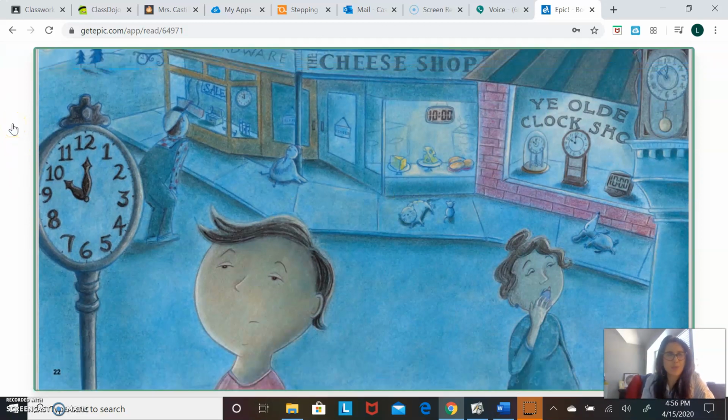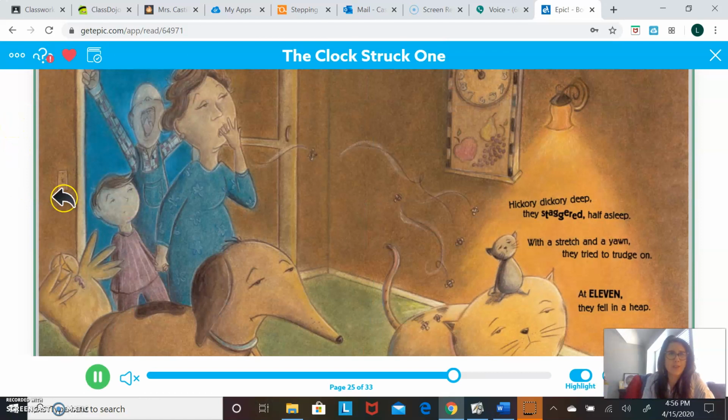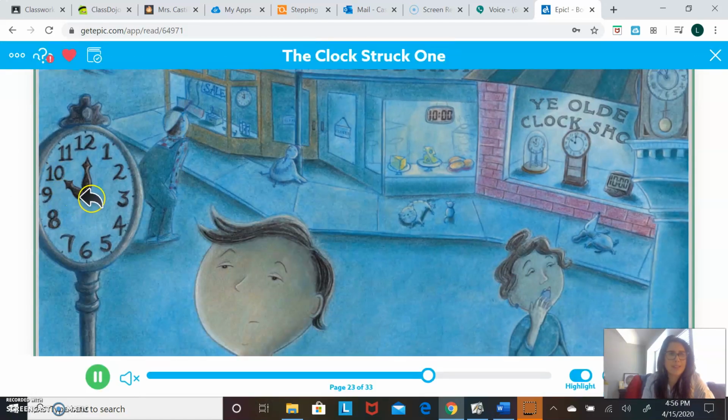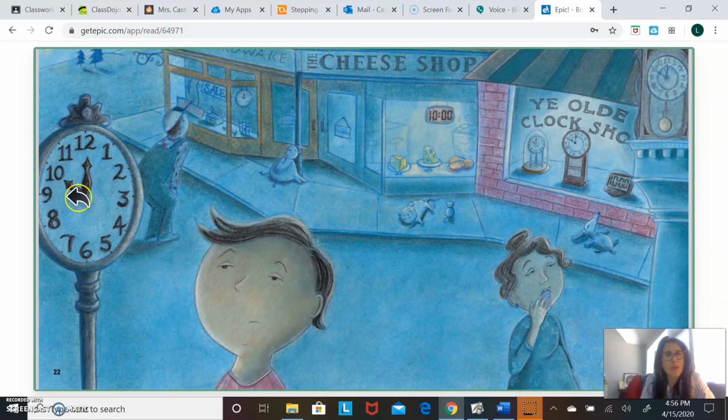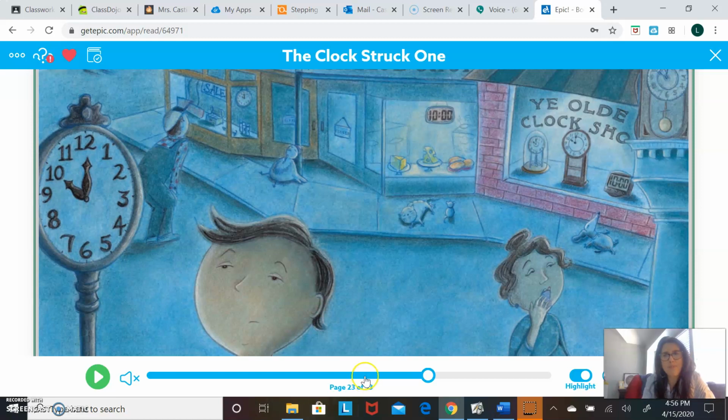Well, let's look at this picture here. What time does it say on the clock? Oh, let's go back here. It says 10. The hour clock here points to the 10, and the minute hand points to the 12 straight up there.